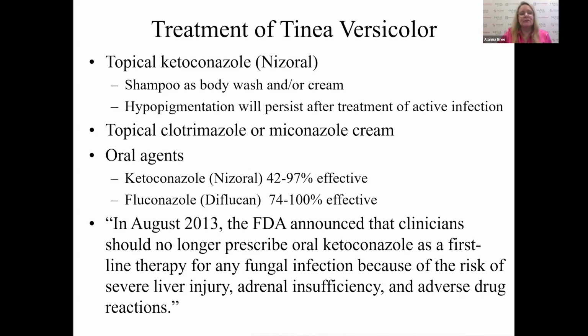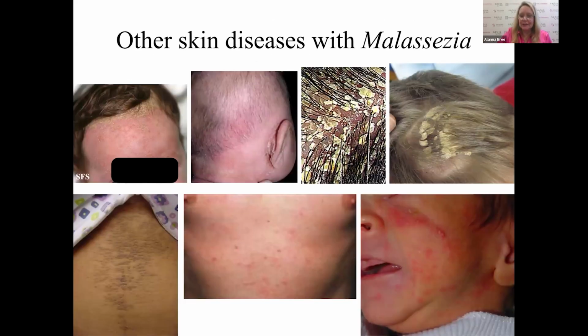But typically, I try to use the topical treatments in this condition. All right, other skin conditions with Malassezia. You can see here, this baby has what looks like classic seborrheic dermatitis, affecting the hairline as well as the eyebrows. Same thing here in the ear crease. So again, Malassezia is a common finding there.